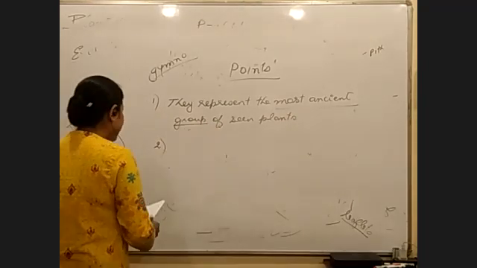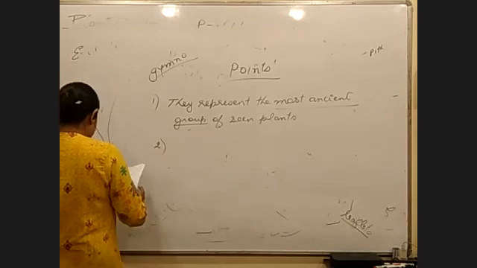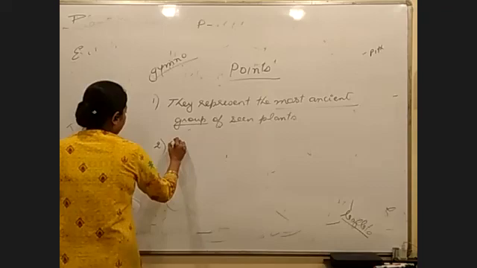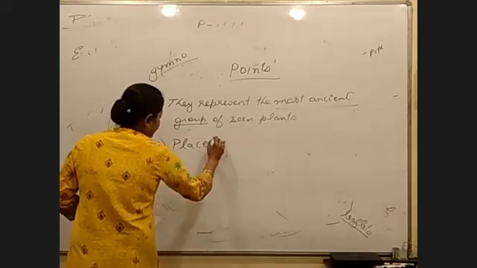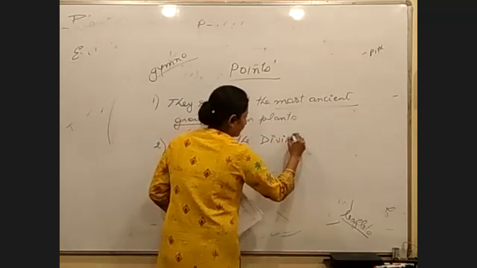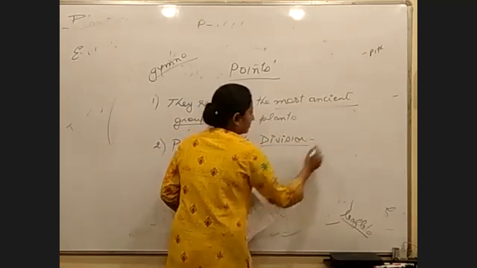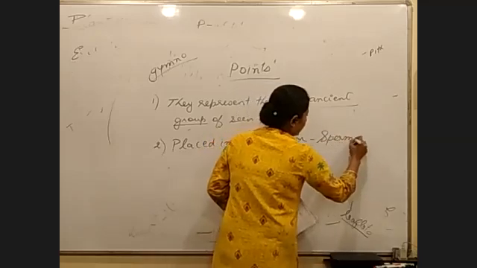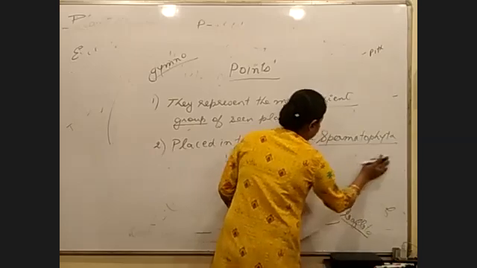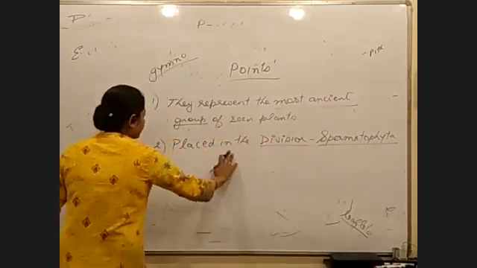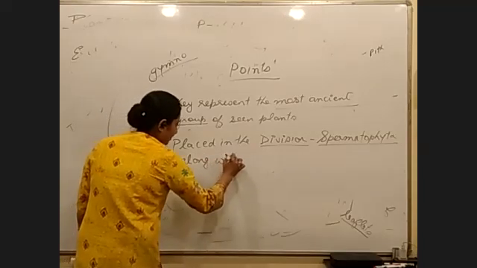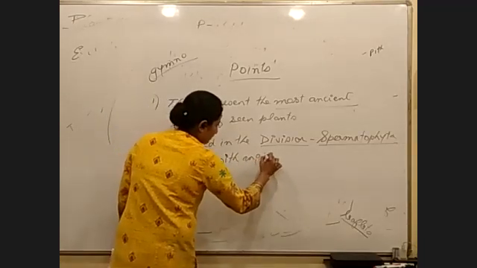Most ancient group of seed plants, it is the gymnosperms. They are placed in the division Spermatophyta. Spermatophyta means seed bearing plants, along with angiosperms.